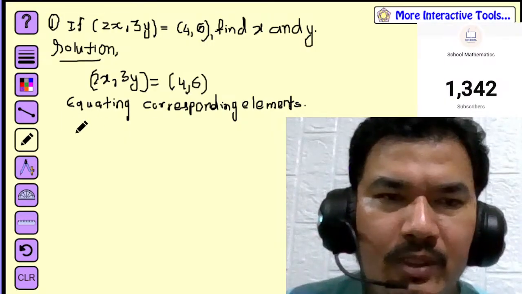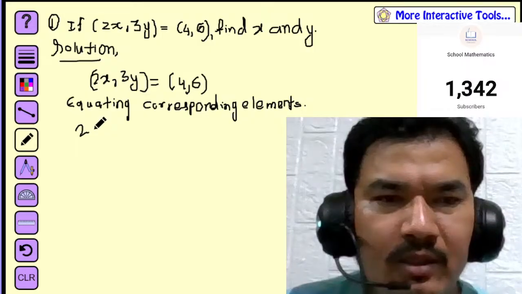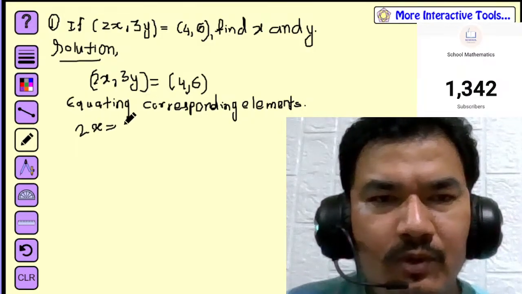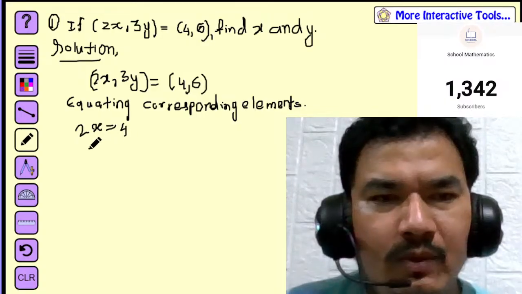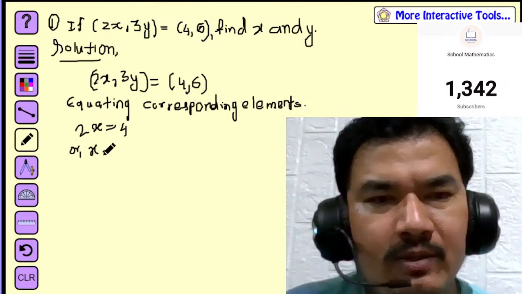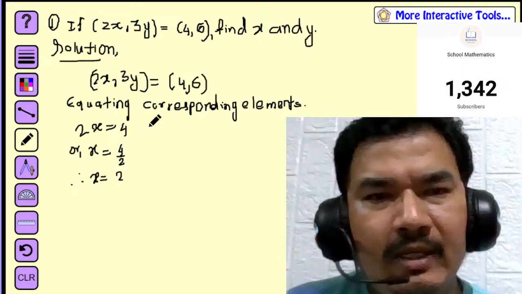Then when we equate the corresponding components, first what is there? 2x will be equal to this 4. Then x equals 4 divided by 2. Therefore, the value of x came here 2.